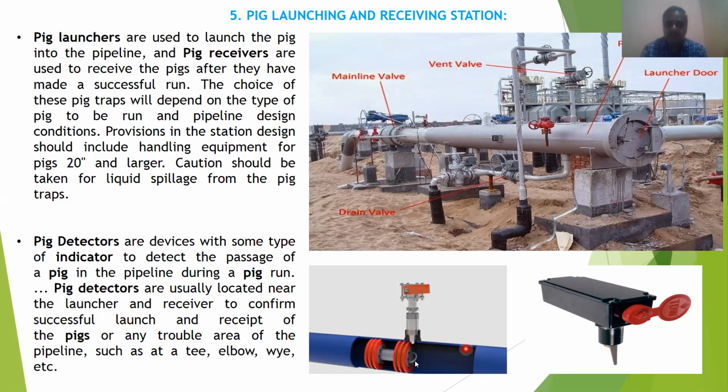Because once the pig has passed like this, it will alert, it will give a signal, yes, it has crossed this place. Then it will travel, and at the end it will reach again, it will cross the receiver end, give the signal, then it will come out like this. There are different types of pig detectors. Mainly pig detectors are used to ensure that the pig has crossed safely from one end to the other end.